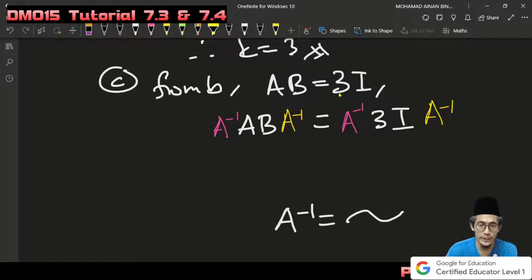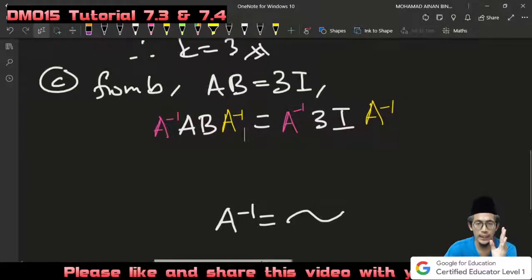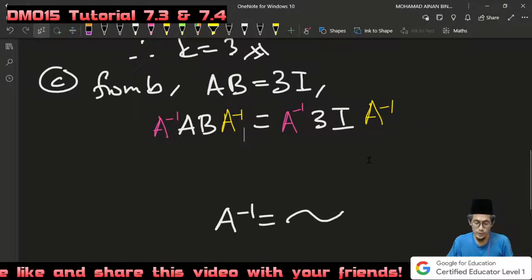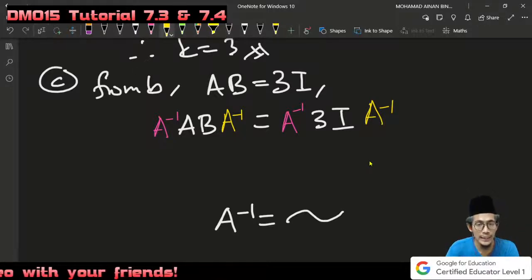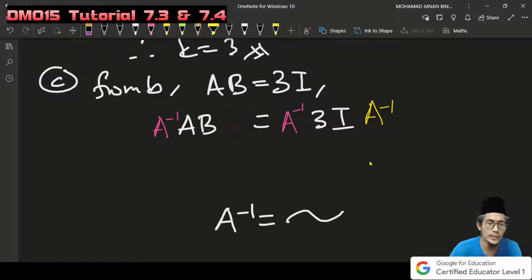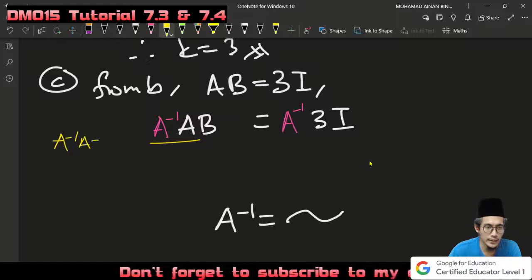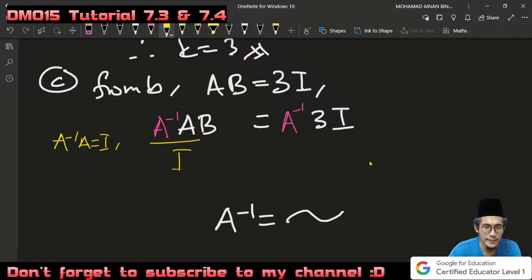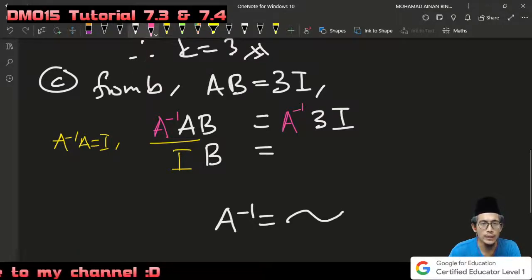So, as you can see over here, you have two choices. Awak ada dua pilihan. Sama ada yang pink ataupun yang kuning. Tapi make sure the choice that you've made menjurus kepada jawapan. If you write like the yellow one, you will not be directed to the answer. It will get you nowhere. Now over here A inverse A equals identity. That's why identity over here. And then multiply by B, equals what?